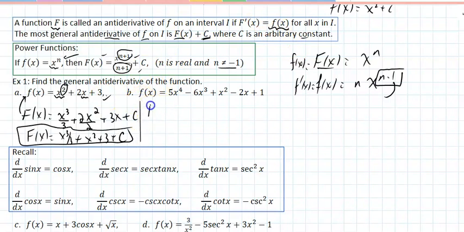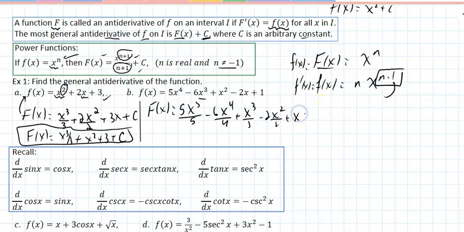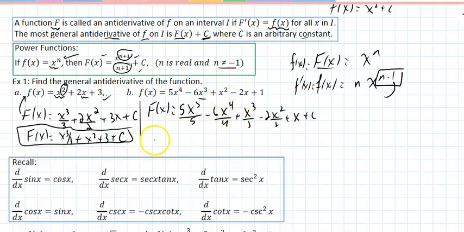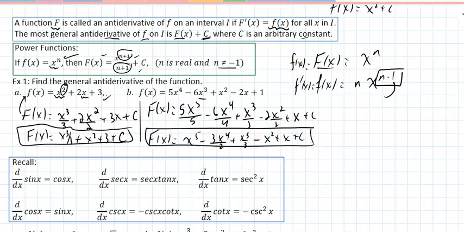Part B, if I want to find capital F of x, add 1 to the power, divide by that, add 1 to the power, divide by that, add 1 to the power, divide by that, plus x plus c. Or I could simply say F of x is x to the fifth minus 3x to the fourth over 2 plus x cubed over 3 minus x squared plus x plus c, and there it is.